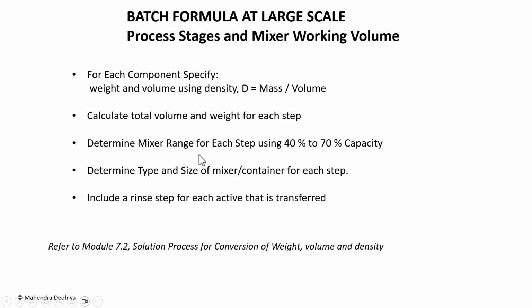Determine the mixer range for each step using 40 to 70% capacity. Based on the mixer range, determine the type and size of mixers and containers needed for each step. That will depend on what's available at the commercial manufacturing site, and processes will have to be adjusted to that. And that's why it's extremely important, when we are developing the product in the lab, that we understand what the mixer sizes and manufacturing capabilities are, so you develop the product accordingly.